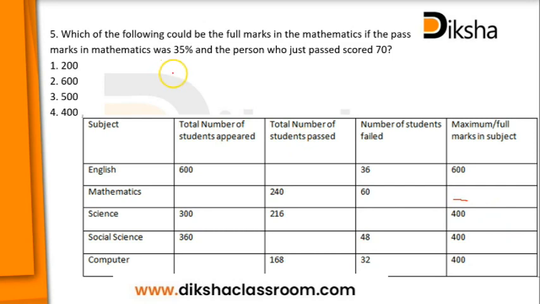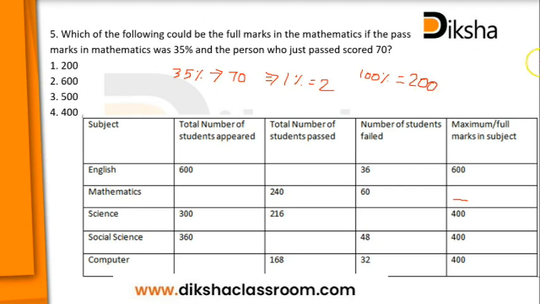In the question they have given that pass percentage is 35 percentage, and the person who just passed, that means a person who gets 35 percentage, has 70 marks. That means 35 percentage is 70 marks, which implies 1 percentage is 2 marks. That means 70 by 35, 1 percentage is 2 marks. So the total marks will be 100 percentage, that is 2 into 100, that is 200.